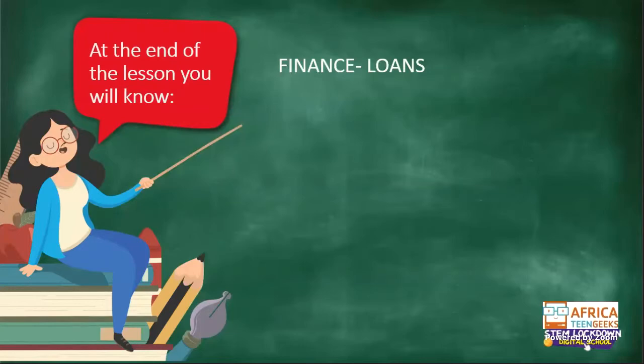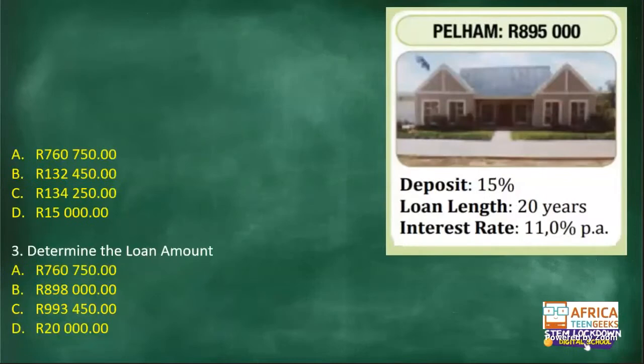Right, today we are going to focus on finance, in particular interest and loans. That is what you should be able to do now at the end of this lesson. And of course, the first one is there, where we have the house that costs 895,000 rands. And now you can see the deposit here is 50%. So the house here is on sale, and of course, the cost of the house is 895,000 rands.